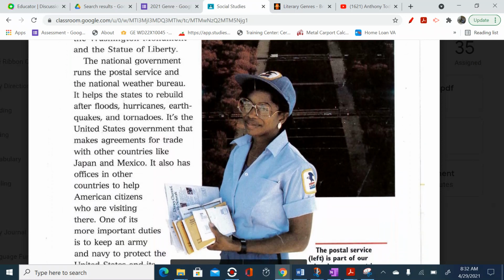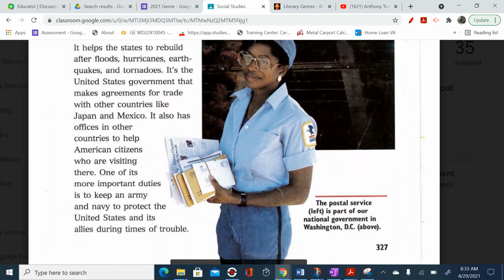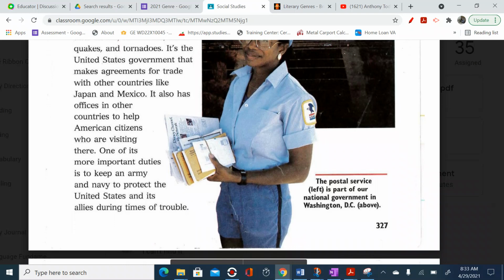Continuing on, the national government runs the Postal Service and the National Weather Bureau. It helps the states rebuild after floods and hurricanes, earthquakes, and tornadoes. It's the United States government that makes agreements for trade with other countries like Japan and Mexico. It also has offices in other countries to help American citizens who are visiting there. One of its more important duties is to keep an army and navy to protect the United States and its allies during times of trouble.